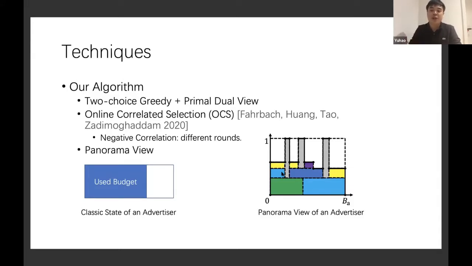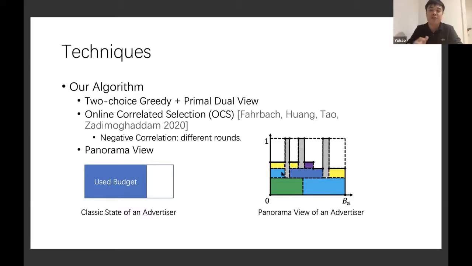And then the question is how to make this randomness. One simple solution, maybe do it independently. In different rounds, we just use a fresh random bit to do this 50-50% random. But actually, this independent random method does not help to beat 0.5. So what we do is we apply the online correlated selection technique. That is quite a new technique, which was also published in this year's FOCS, the best paper.